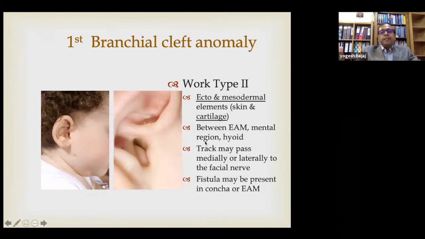Work type 2 has ectodermal as well as mesodermal components, meaning skin and cartilage. The easy way to remember is that it's a duplicated ear canal. Almost, if you imagine extending from there to there, there will be a duplicated ear canal under the skin. Again, the tract for Work type 2 can pass medial or lateral to the facial nerve.